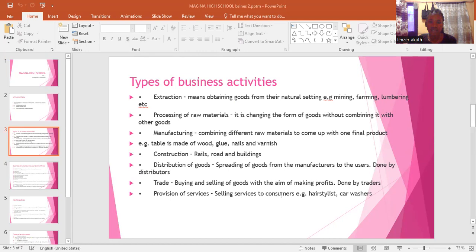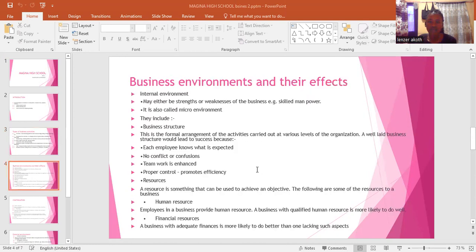Having looked at what are basically the business activities, we now look at which kind of environment these things are being carried out in, or which kind of environment they should be carried out in. So we look at business environment and their effects. We have two main business environments. We have the internal and the external business environment. So we start with the internal business environment.